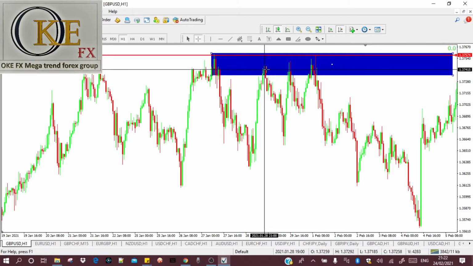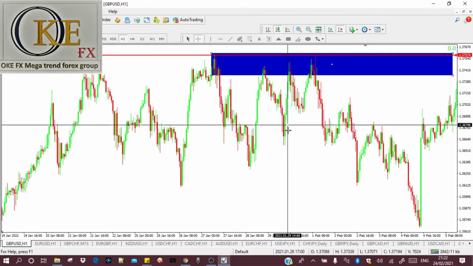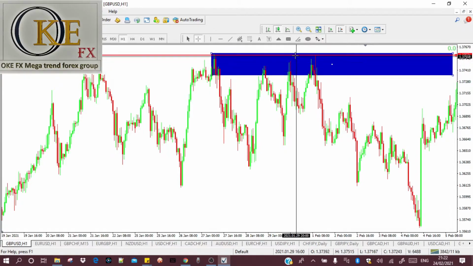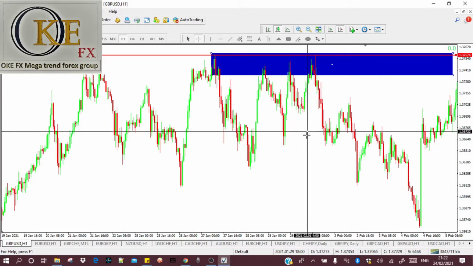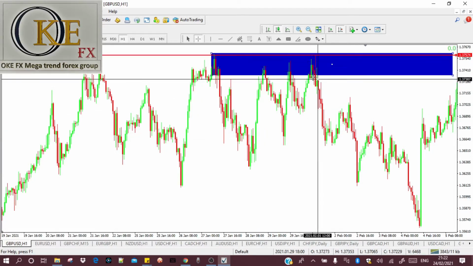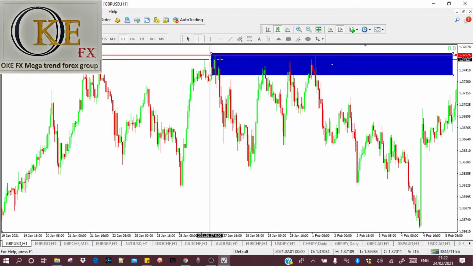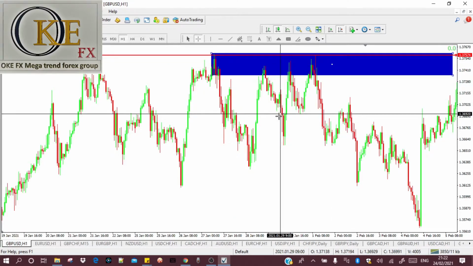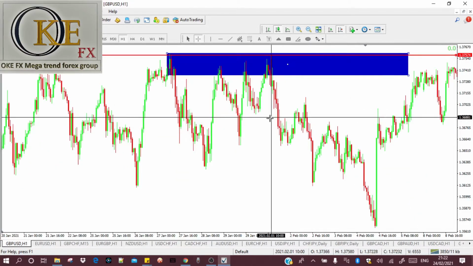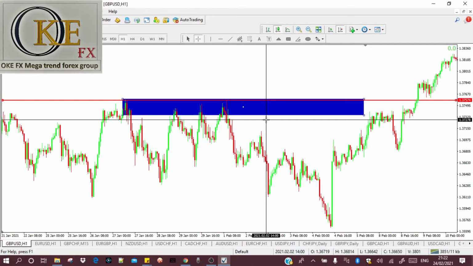It touched the zone, didn't get deep into the zone, and started falling out. Came again, tried its best, didn't get deep into the zone, started falling. And then the final one that broke out the structure here was the one that actually touched the zone, but still didn't go out of the zone before falling. And this same thing is applicable for prices in the support area as well.